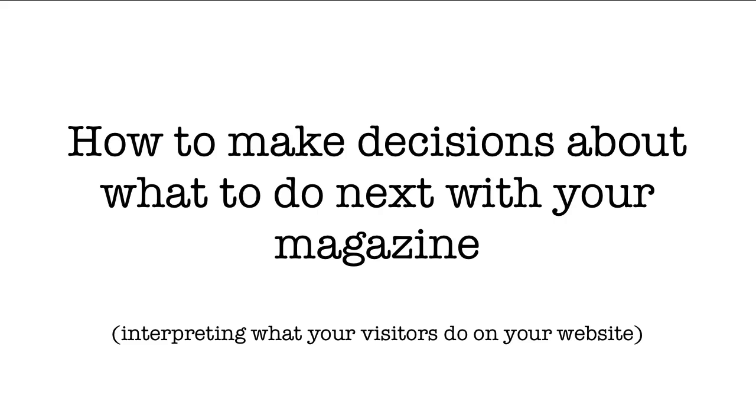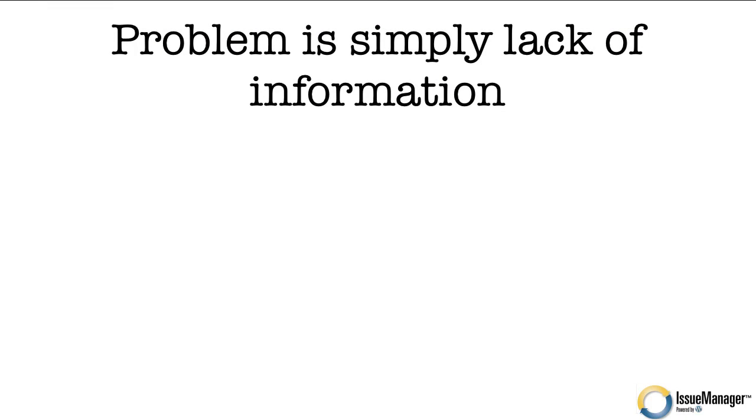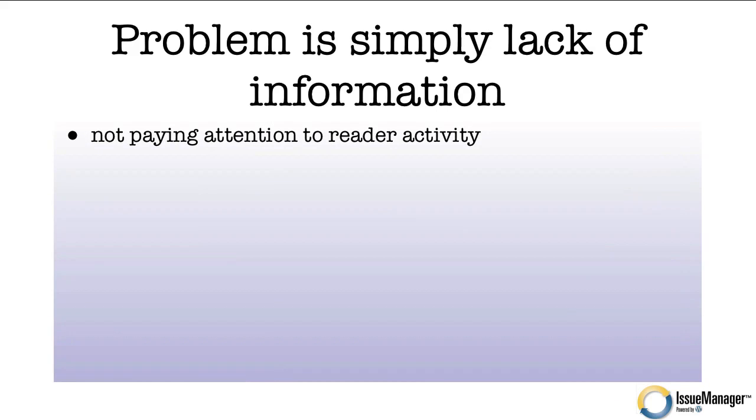In this video, I'm going to show you how to make decisions about what to do next with your online magazine. And what this boils down to is interpreting what your visitors and readers are actually doing on your website. Now, the problem today is there's usually a lack of information. Most publishers are not paying attention to the reader activity on their website. In other words, each visitor, each reader that lands on the site, what are they doing? Where are they going? What are they enjoying?